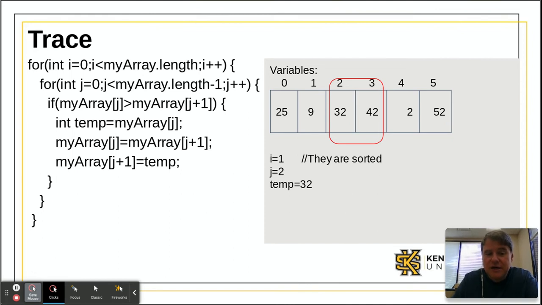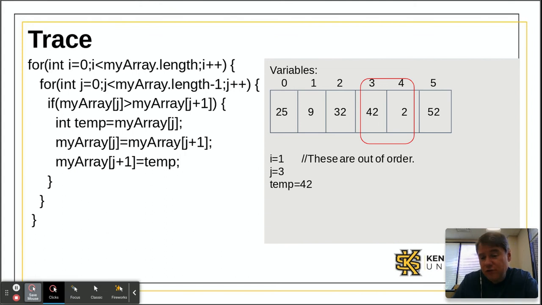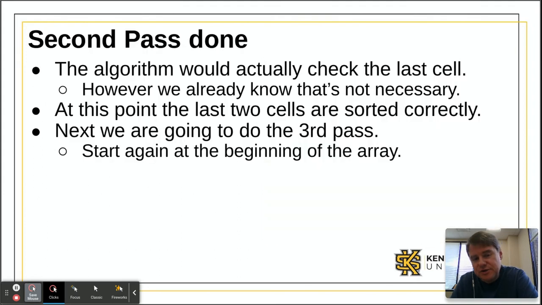So j is going to increment to 3, and now we're going to check if 3 and 4 are in the right order. Well, they're not. It turns out that position 3 is greater than position 4, so we're going to need to swap them. We put the 42 into temp, we move the 2 over, and we put the 42 back in the other cell. And at this point, it would actually go on and check the last cell, but we already know that last cell is sorted because it's physically impossible that the 42 could be greater than the 52. We already moved the 52 over there. So the second pass is now done. The inner loop is done.